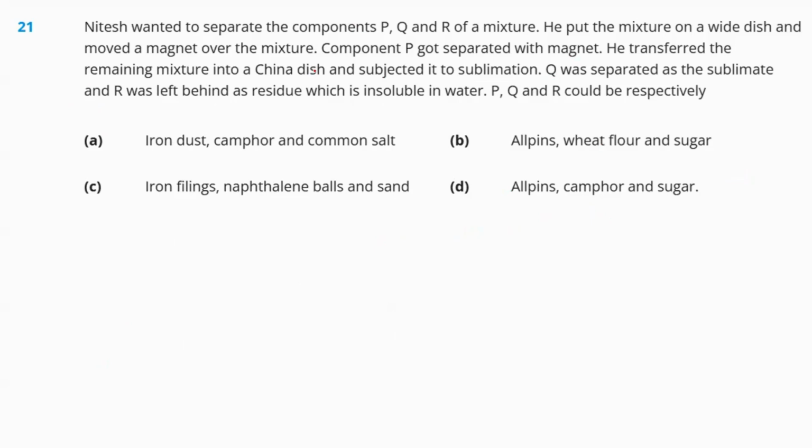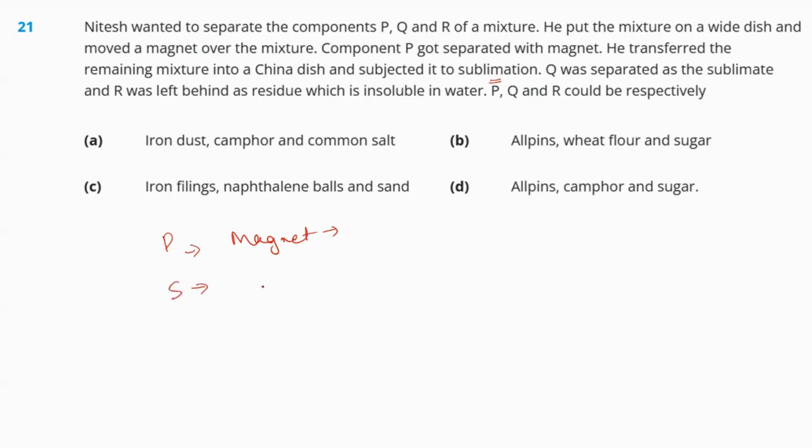Question number 21. Nitesh wanted to separate the components P, Q, and R of the mixture. He put the mixture on a white dish and moved a magnet over the mixture. Component P got separated. So P would be something which is attracted towards the magnet, and it can be iron, nickel, and cobalt, right? He transferred the remaining mixture into a china dish and subjected it to sublimation.